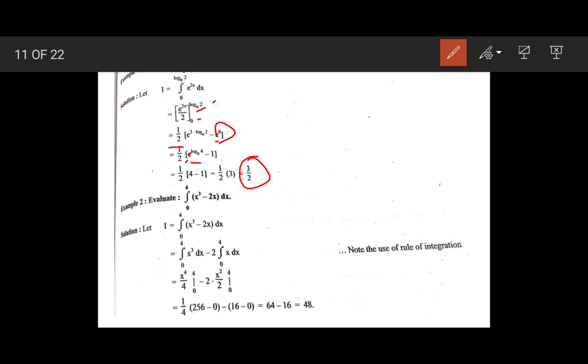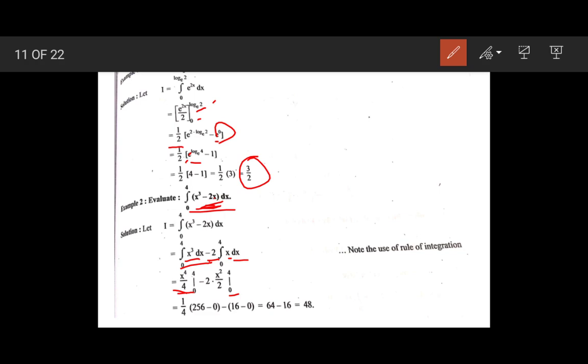Then evaluate the integral 0 to 4 of x cube minus 2x dx. Okay, now we separate these two terms. That means the integral of x cube dx, then minus 2, a constant, so it will come outside, integral x dx. Now we know that the integral of x cube is x raised to 4 upon 4. Then in this we put the limit of integral as 0 to 4. Then minus 2 as it is, the integral of x is x square upon 2. Then the limit of integral is 0 to 4.